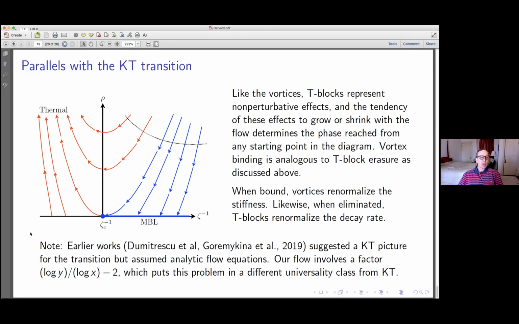And as I mentioned, earlier works did suggest a KT picture for the transition, but they were assuming an analytic flow equation. And so they really missed the fact that, because of this factor log y over log x minus 2, which is really this delta parameter I've been working with, this puts this problem in a different universality class from KT.